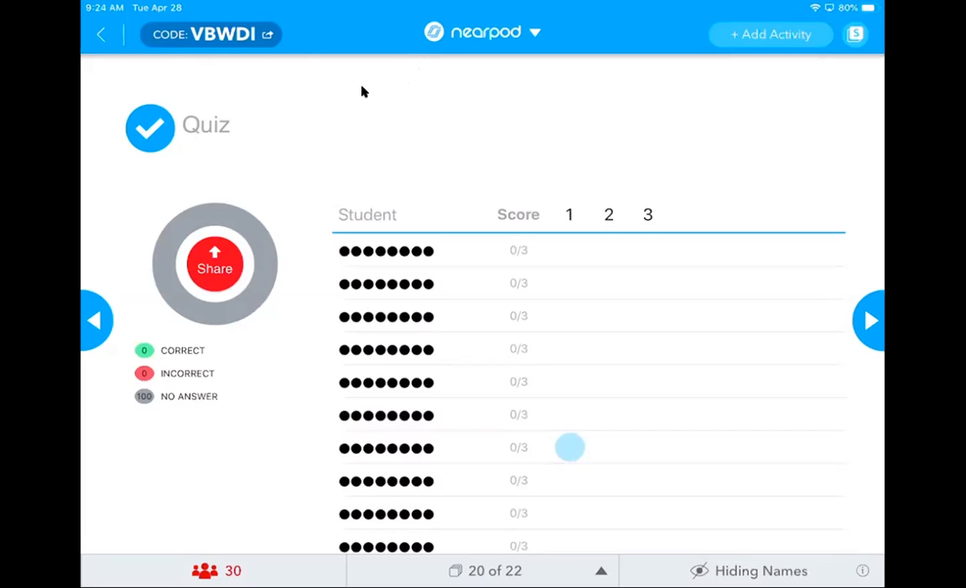Miss Hernandez, it still won't let me on. It won't let you on the Nearpod? No, it keeps doing the same thing. Hold on, one person at a time. PJ, go ahead. It keeps on saying downloading lesson.